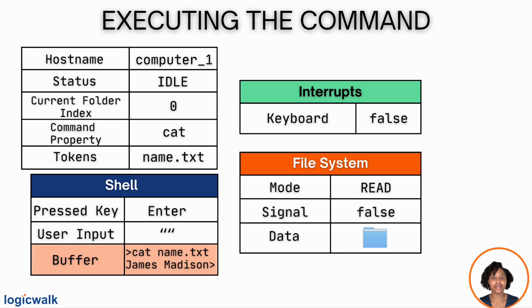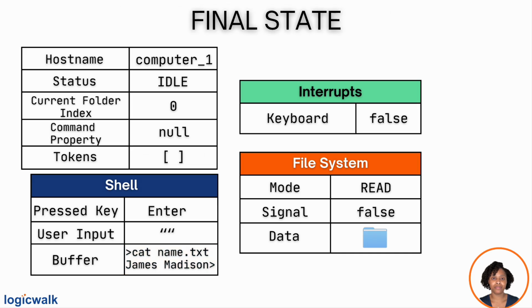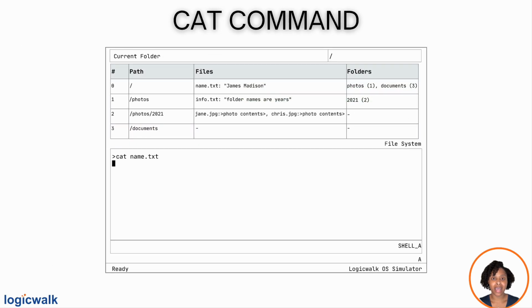Here's the final OS state after the cat command completes. Everything remains the same except the token stack, which is now empty, and the command property is now set to null, which is indicating that the command execution is complete. Now let's return to the shell. After the user typed cat name.txt and pressed Enter, the shell displays the contents of its buffer.